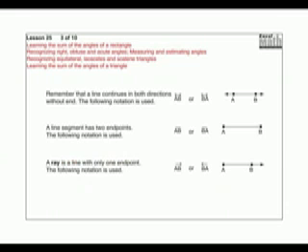Remember that a line continues in both directions without ending. The following notation is used. So when we have line AB, it's going to look like this. The letters AB, with a line with arrows on top, is the symbol showing that it's line AB. Remember, the A and the B should be capitalized. Or you could write BA, the order doesn't matter. Here's segment BA or AB.